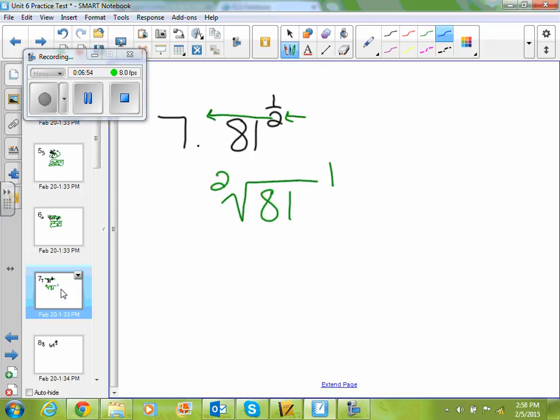9. So this becomes 9. This part simplifies to 9, but we still have that 1 outside, and 9 to the first is 9.